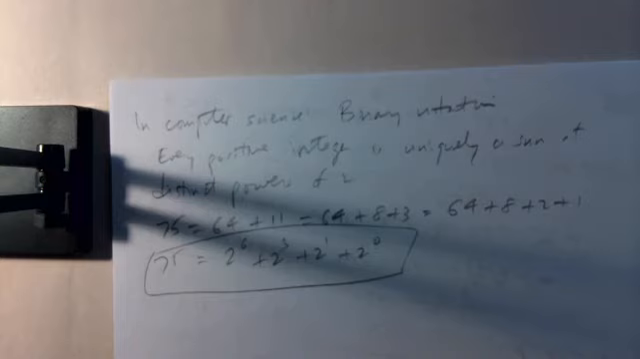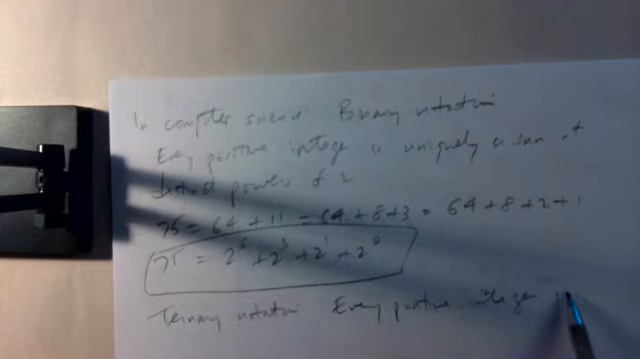And computer scientists tend to like numbers written in binary for various reasons. But you can also have what might be called ternary notation. Every positive integer is uniquely a sum of, I'm going to say, powers of three, with each power used at most twice.